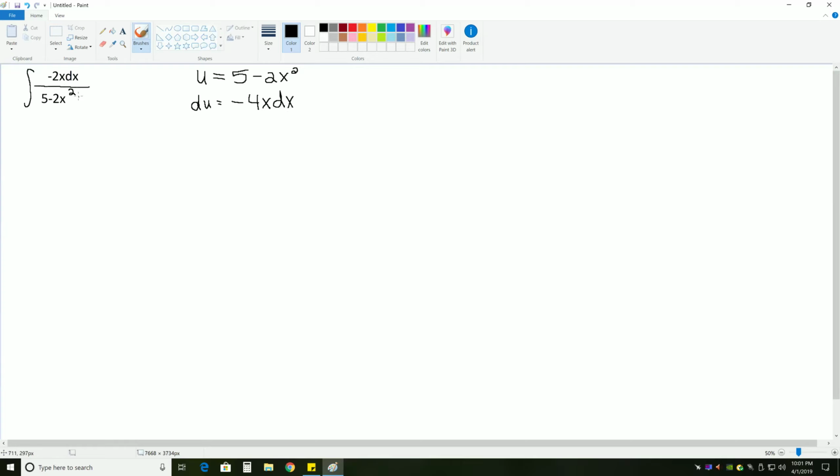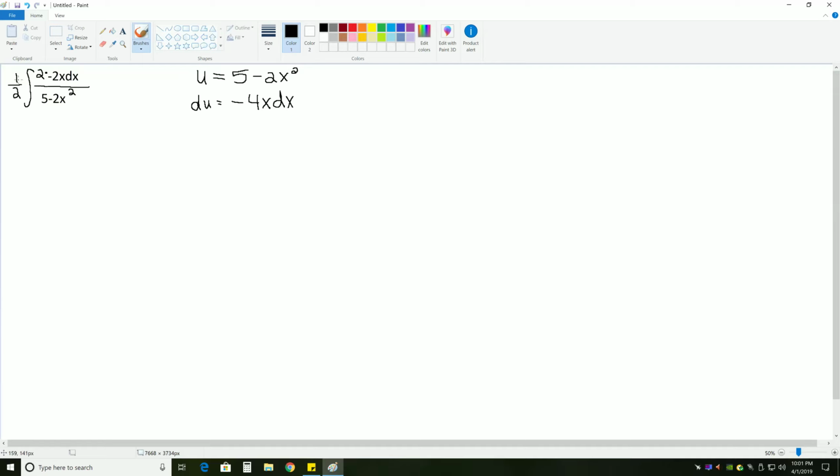From here, we need to check if we have du in our original integral. Notice that we have a negative 2x dx, but we need a negative 4x dx. So in order to get that to be a negative 4, we're going to have to multiply our integrand by 2. And when we do that, in order to not change the problem, we have to multiply the outside of the integral by the reciprocal of 2, which is 1/2.